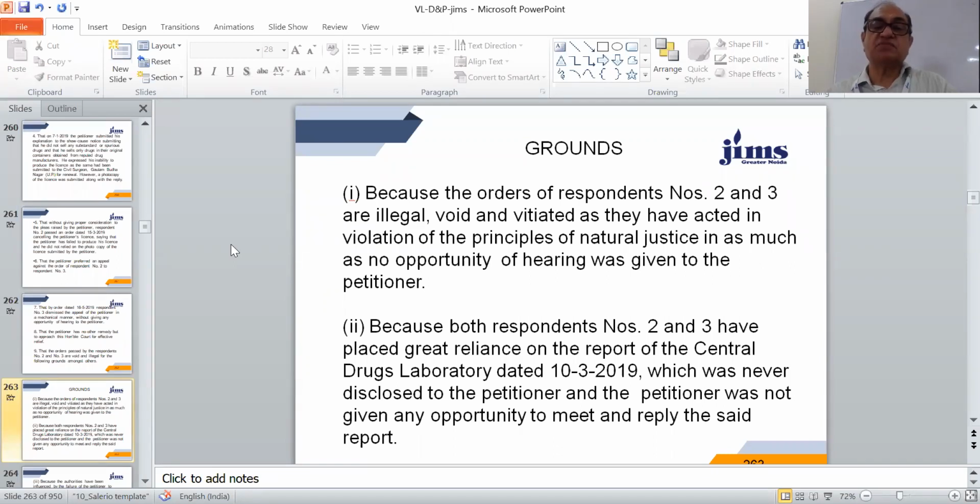Second ground is because both the respondents number 2 and 3 have placed great reliance on the report of Central Drug Laboratory dated 10th March 2019, which was never disclosed to the petitioner, and the petitioner was not given any opportunity to meet and reply the said report. See, the license of the petitioner was cancelled on the basis of report of Central Drug Laboratory dated 10th March 2019. Law demands, natural justice demands that you give this copy of the report to the petitioner, then he will challenge this report also. But the copy of this report was never given to the petitioner, and he was not given any opportunity to meet and reply the said report.